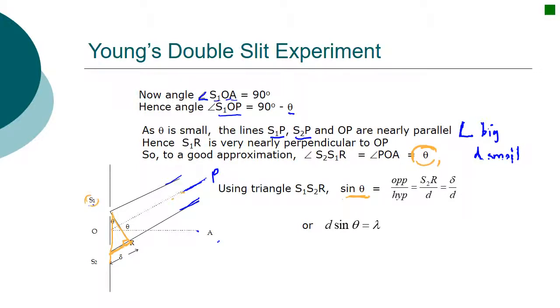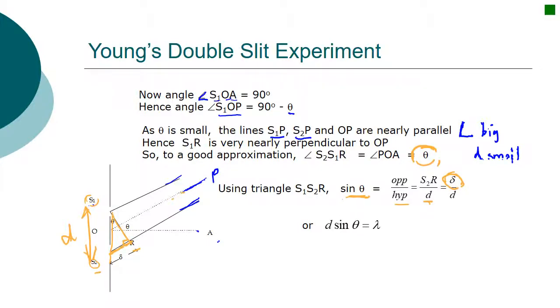So the value S1 to R, and S2 is our opposite. Sorry, I'm getting confused myself now. So we've got sine theta is equal to opposite over hypotenuse. Our opposite is going to be from S2 down here over to R, and our hypotenuse is this distance here, which is going to be our d value. And we know that from S2 to R equals our path difference between our two slit distances.